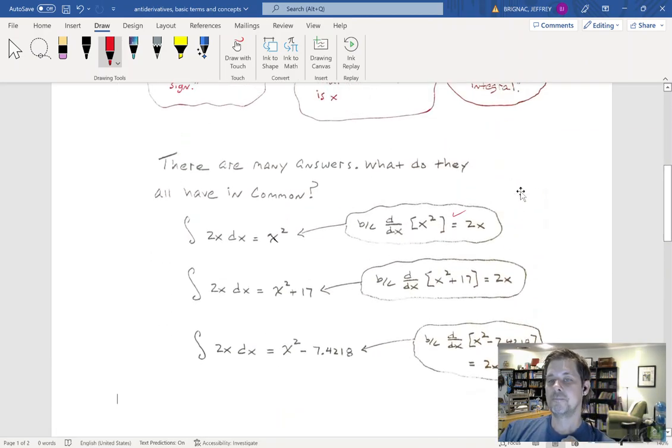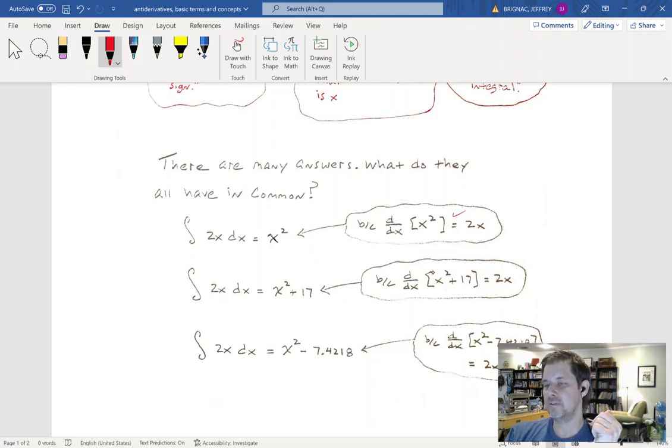It's a two-way street. So let's see. All right, x squared's an answer, but it looks like I could give you some other answers. Would it also be correct to say the antiderivative of 2x is x squared plus 17? So yeah, that would also be correct because the derivative with respect to x of x squared plus 17 is also 2x. Why is that?